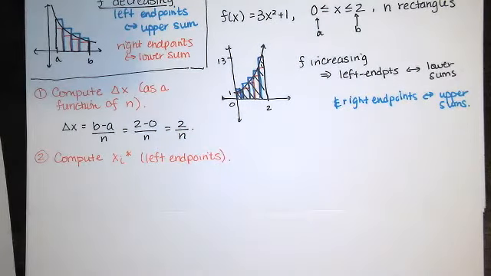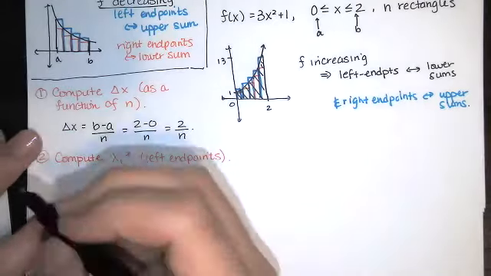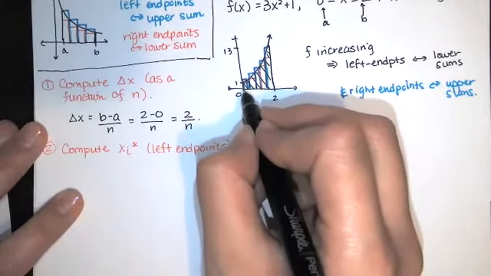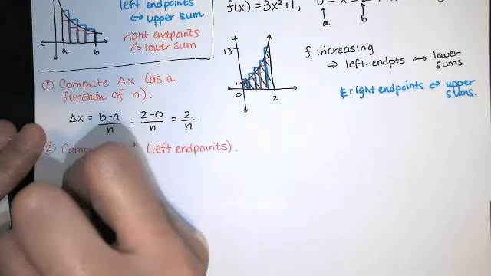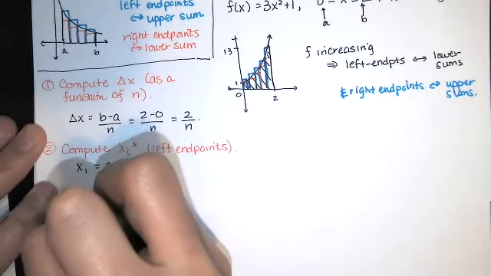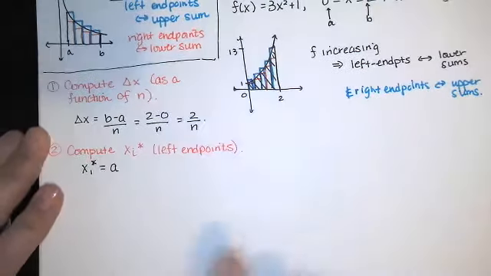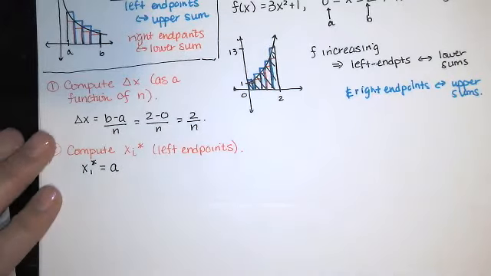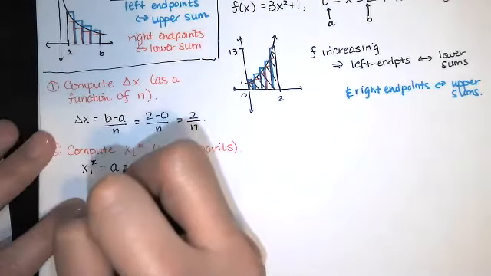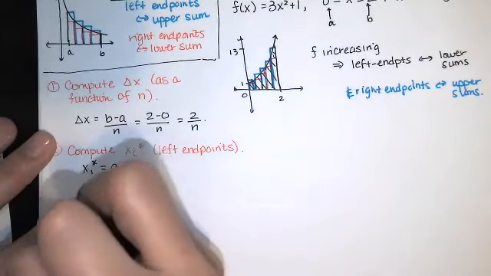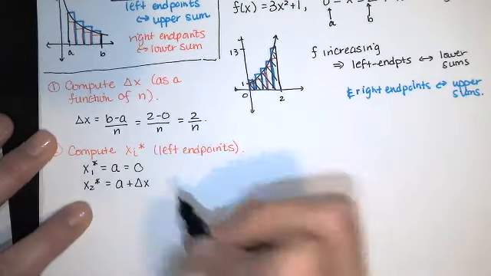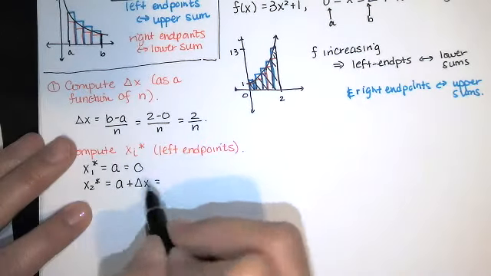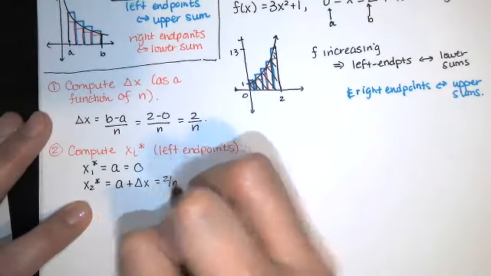I'm going to give you a formula for this, but I want you to see where it comes from. So the left endpoint of that first subinterval is just the a value. It's exactly what we start with. So x sub 1 star is a. And I'm just putting a star on it because I want this x sub 1 to be different from the x sub 1s we looked at earlier. So that first left endpoint is just 0. Then to get the second one, we take a and we add delta x. So that's 0 plus 2 over n, so we just get 2 over n.